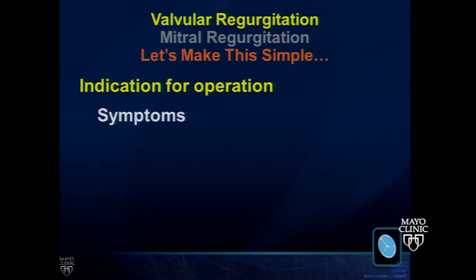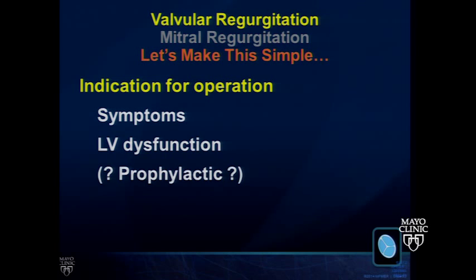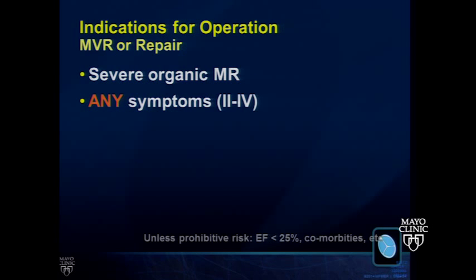We're going to look at symptoms, number 1. We're going to look at the status of the left ventricle, number 2. And we're going to say a few words about prophylactic surgery, number 3. So instead of that huge, massive guideline indications, think if the patient is symptomatic, look at their left ventricle, and figure out whether or not you might want to do a prophylactic operation.